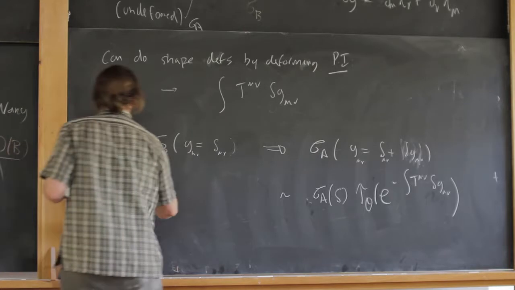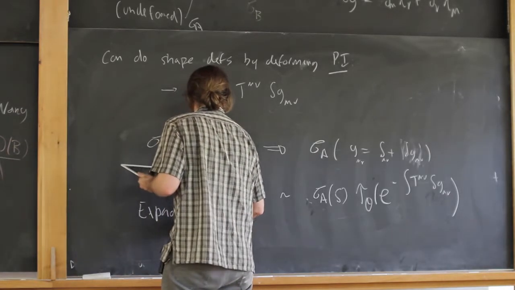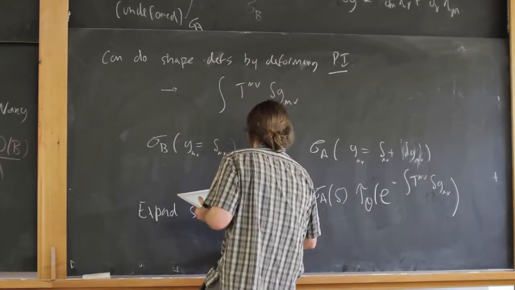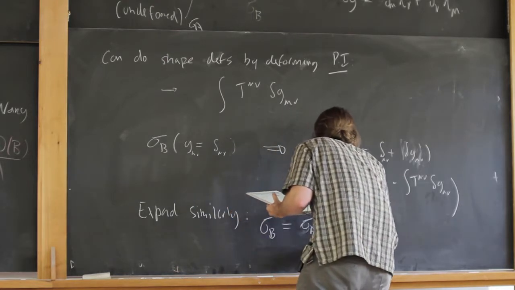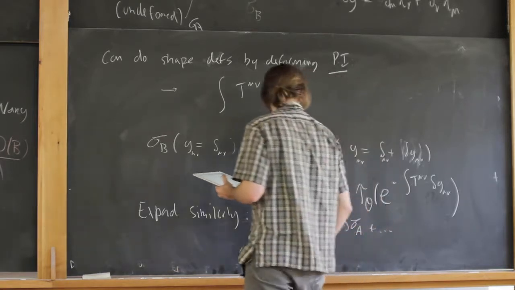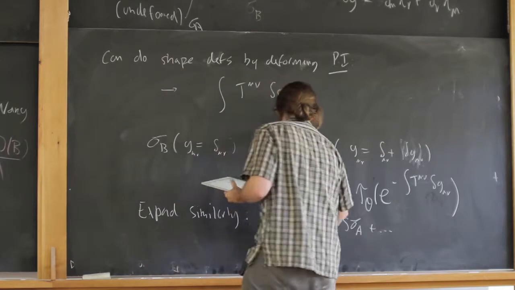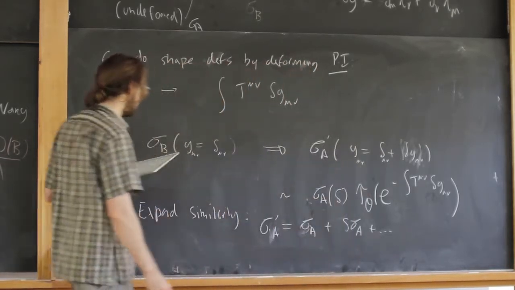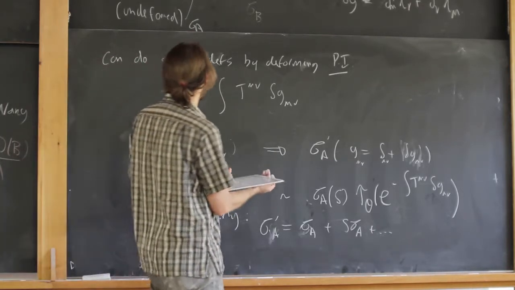Okay, so we can expand similarly, B, sigma A, plus some delta sigma. Let me call this sigma A. Okay, and now, what do we want to compute?